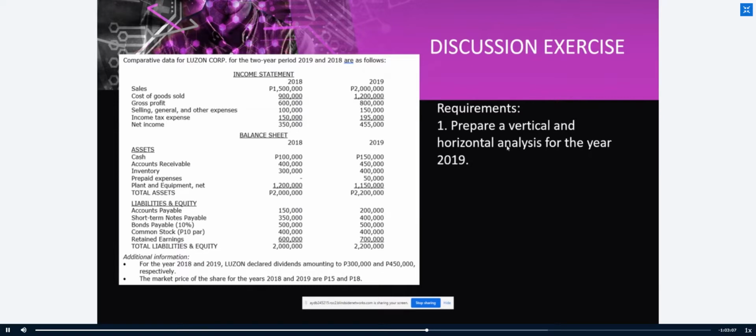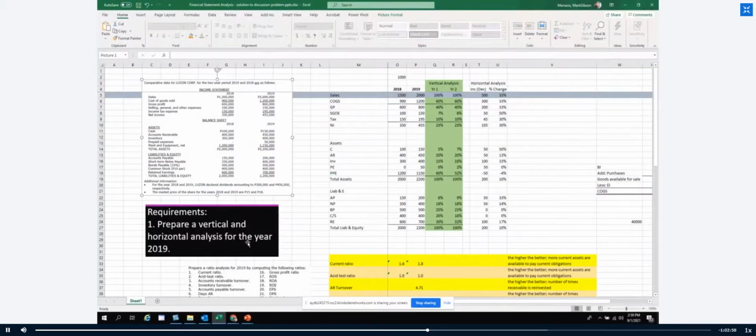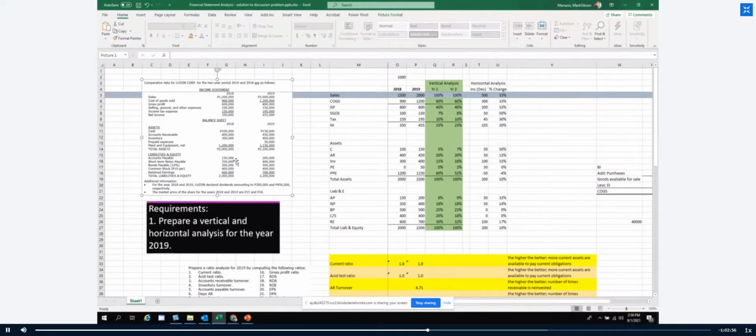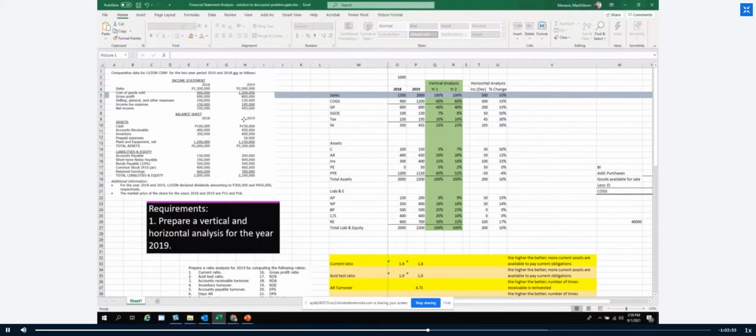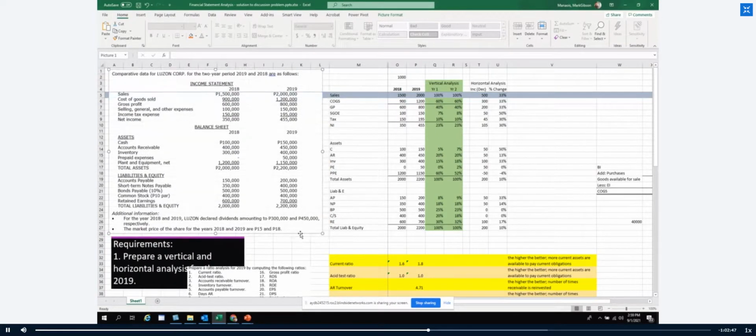Now, let's go to the Excel file. This is the same file from the PowerPoint, so at least it will be easier for us to discuss the analysis. Remember, class, in horizontal analysis, we're comparing two periods. Let's do horizontal analysis first.